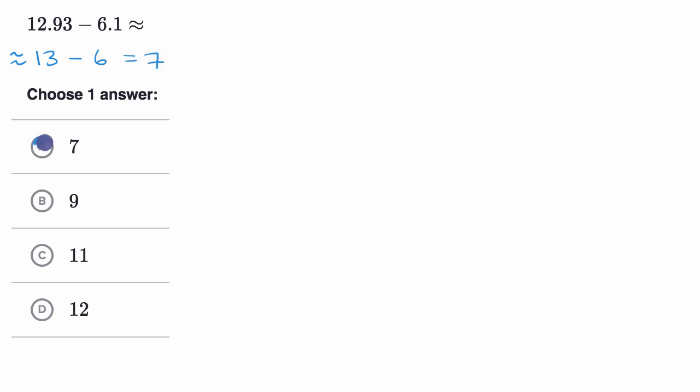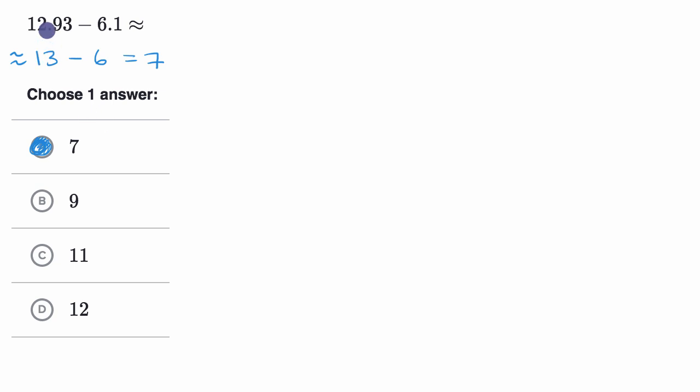And that is indeed one of the choices there. And when you're doing estimation, you might have gotten a slightly different result, but I'm guessing that the way this question was set up, if you do any type of reasonable estimate, you are going to have a number that is closer to 7 than any of the other choices.